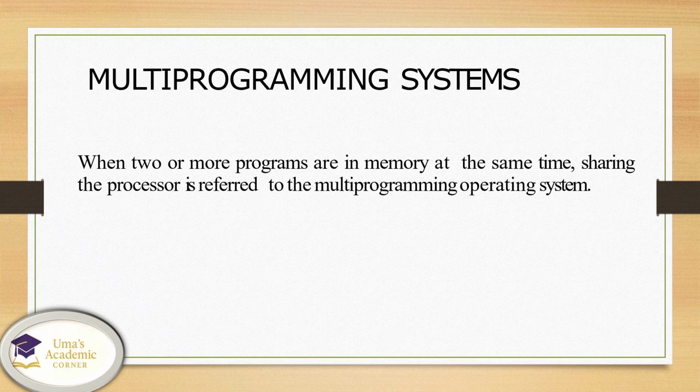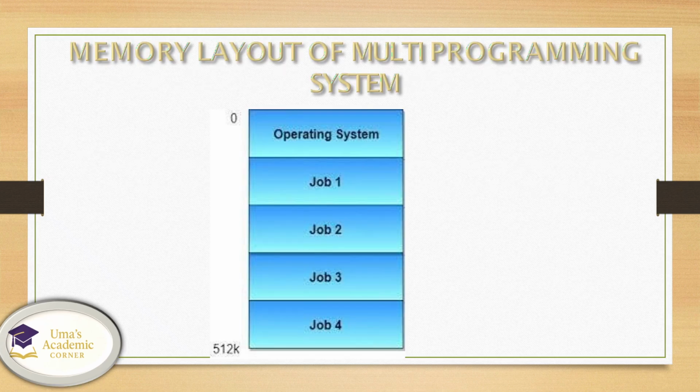Multiprogramming system is nothing but when two or more programs want to share the same processor. We call that a multiprogramming operating system. So when more than one program wants to execute at the same time with a single processor, we go for a multiprogramming operating system. This multiprogramming operating system has been divided into two parts.